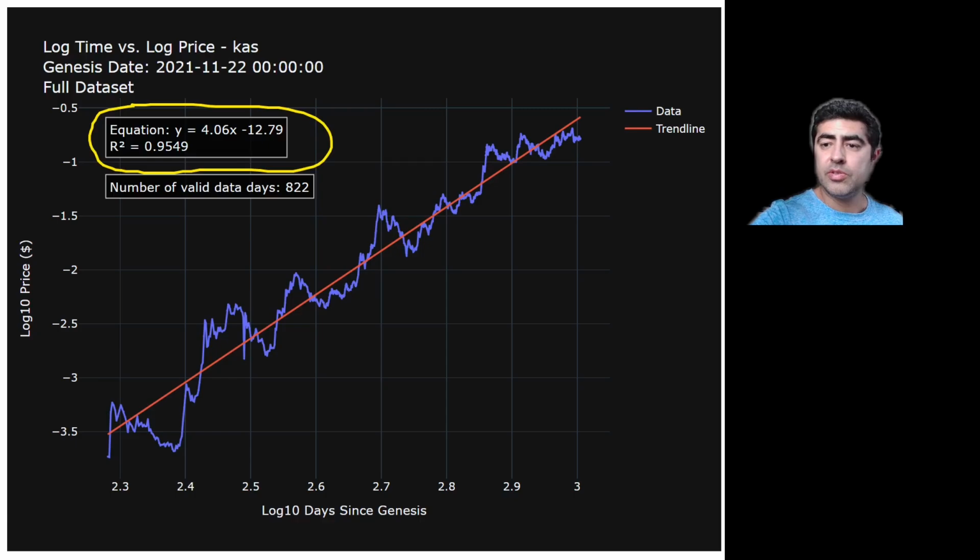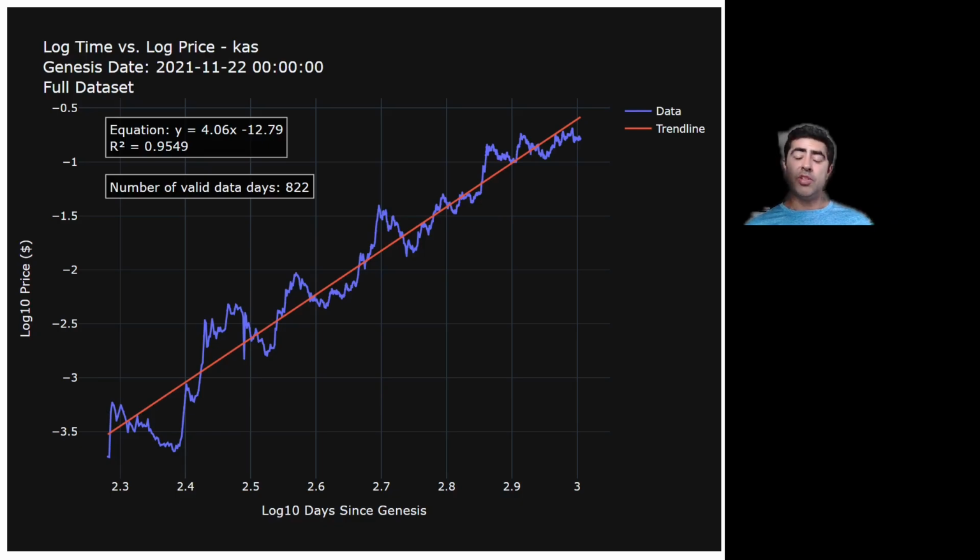Now, the first two elements here, the 4.06 and the minus 12.79, they are parameters of the equation. A straight line can be represented by an equation y is equal to mx plus or minus b, in which case here m is the slope of the line, how steep it is, and the minus 12.79 is just some measure of intercept, or how much is offset relative to the x-axis or the y-axis, depending on the way of looking at it. So the more important term here is the 4.06, which is called the exponent, and you'll see why in a minute.